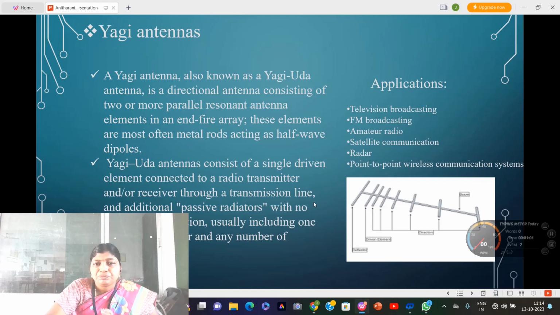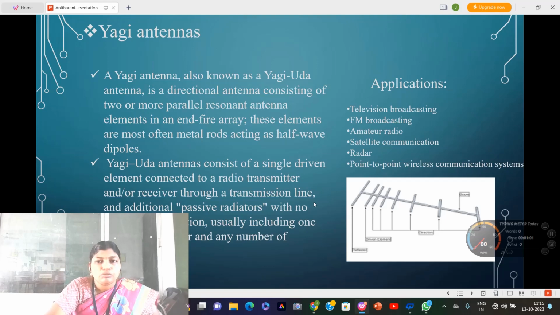Yagi antenna. This antenna was very widely used in the 80s and 90s, and it's a directional antenna. It consists of two or more parallel resonant antenna elements in an end-fire array. These antennas are mostly made of metal rods acting as half-wave dipoles. The Yagi antenna consists of a single driven element connected to the radio transmitter and receiver through a transmission line, and the addition of passive radiators with no electrical connections, usually including one reflector and a number of directors.